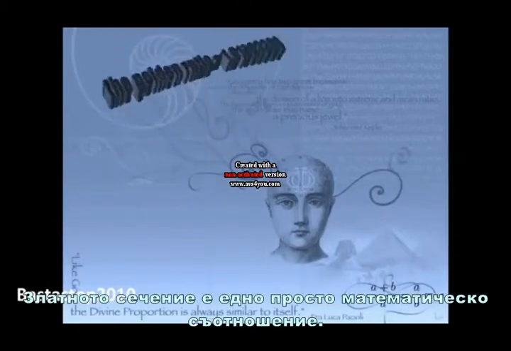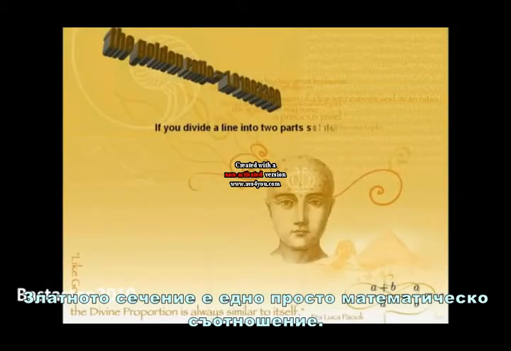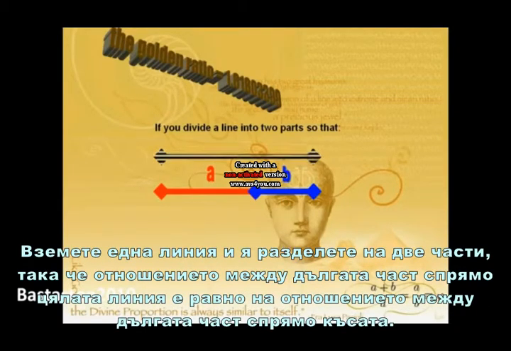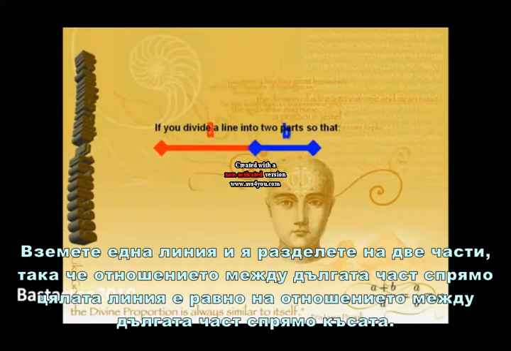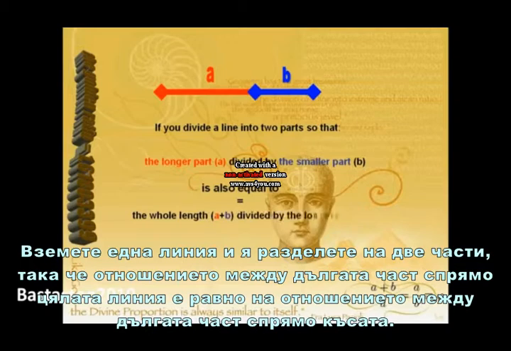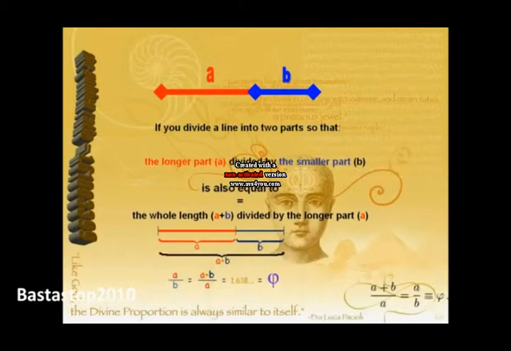The golden ratio is a simple mathematical relationship. Take a line and divide it in two sections in such a manner that the ratio of the whole line to the long part is equal to the ratio of the long part to the short one.